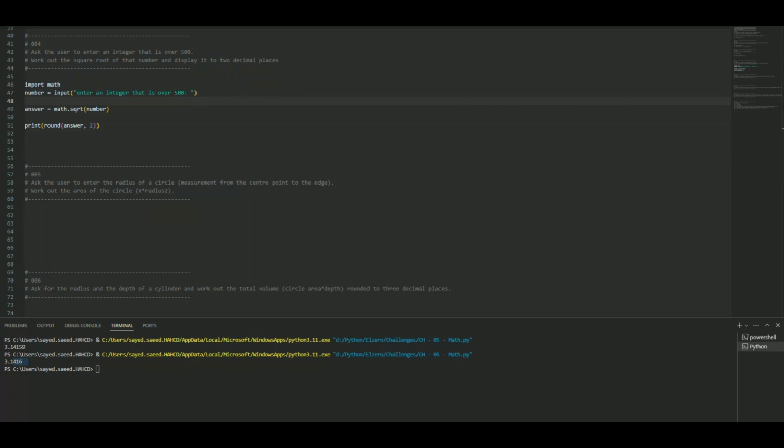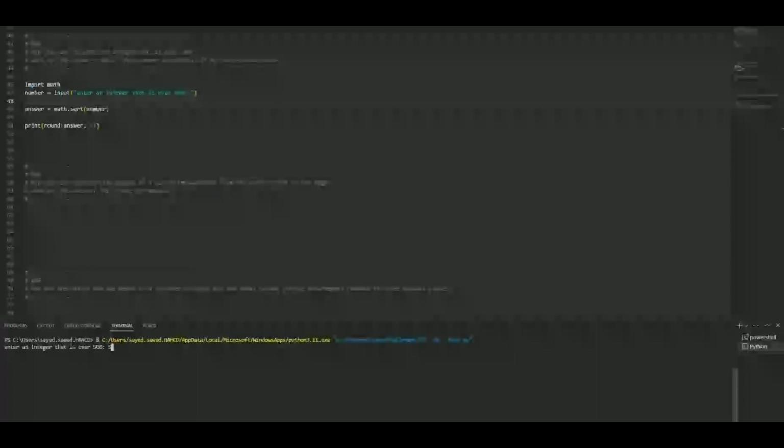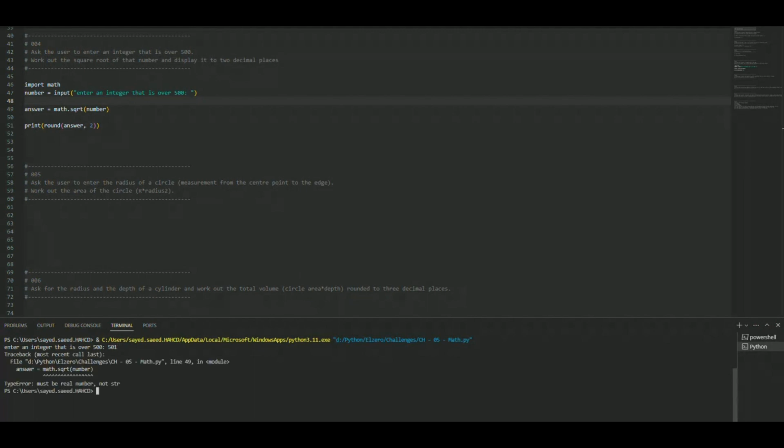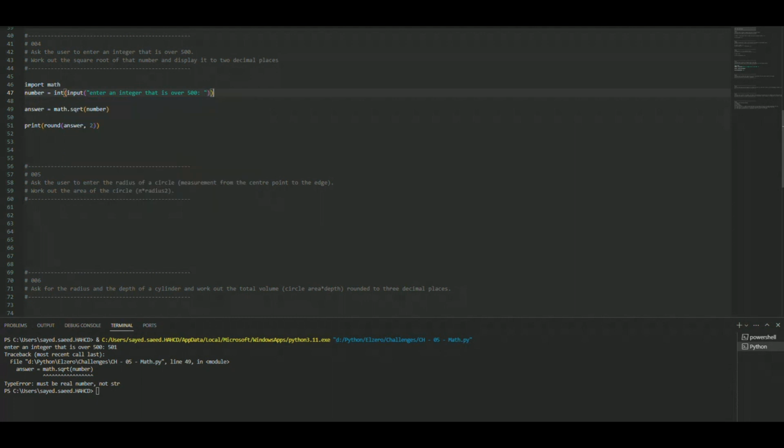Okay, let's run. Enter an integer that is over 500. We will enter 501. Okay, because it's a decimal, let's solve this problem by converting it to int, by casting it to an integer. Okay, let's run it again.